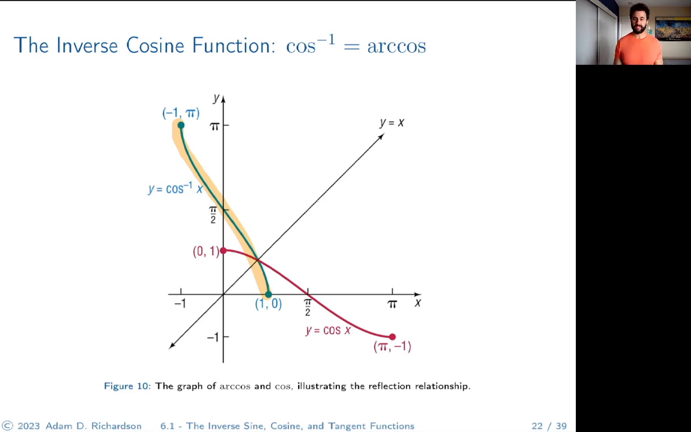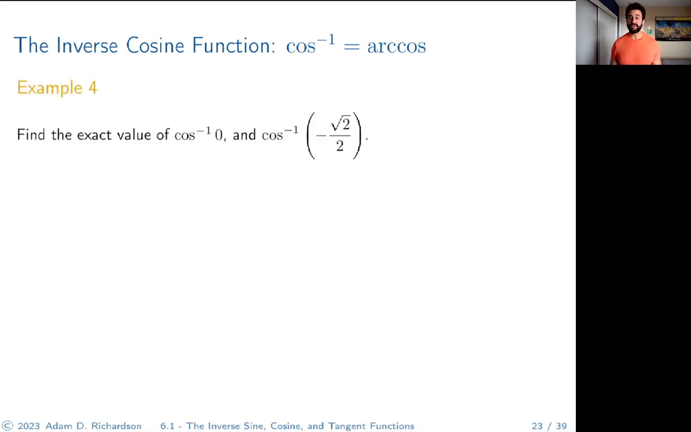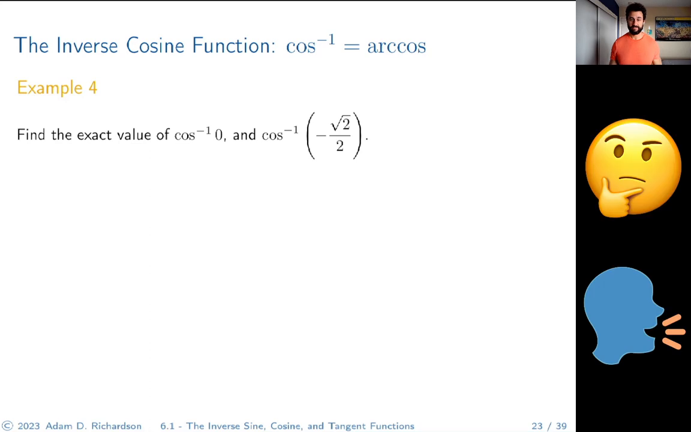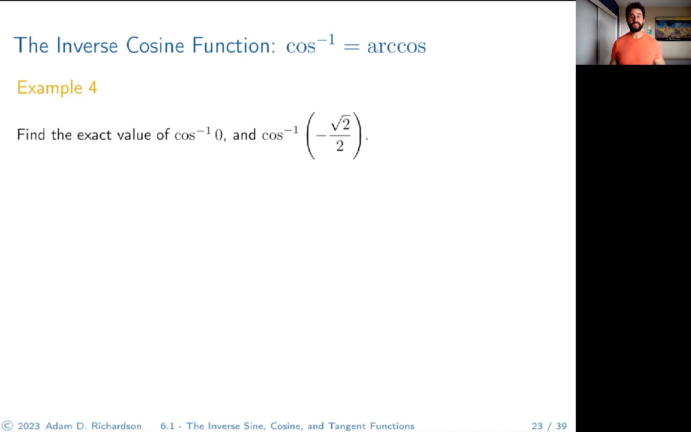All right, now let's try some examples. The flavor of these examples is identical to what we saw previously. If you want to be able to do problems involving arc cosine, you just have to ask yourself, what is the angle that has this cosine value? So think about this one on your own, say that phrase out loud, and then we'll do this together in just a moment. All right, now let's do it together.